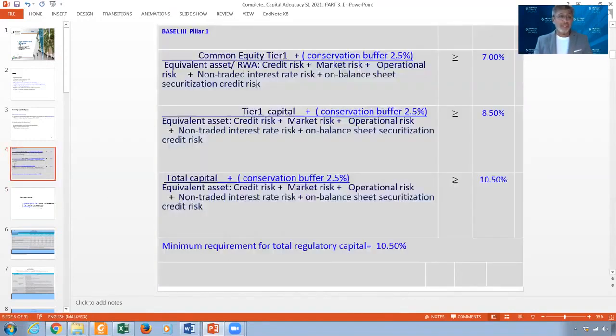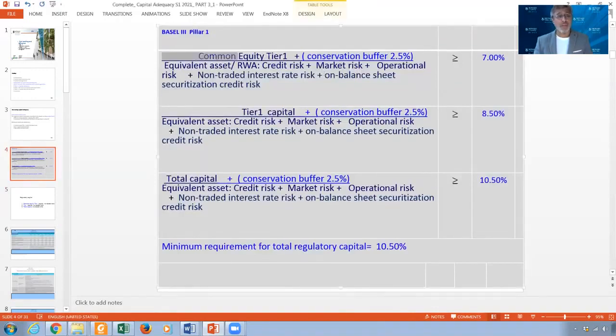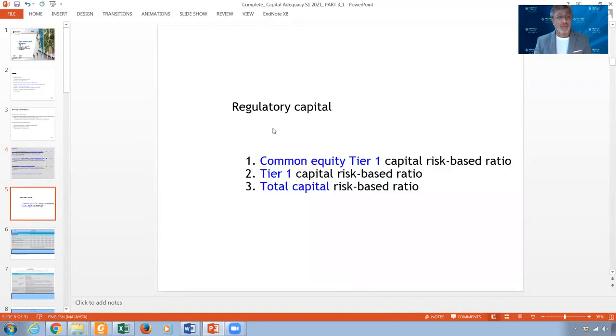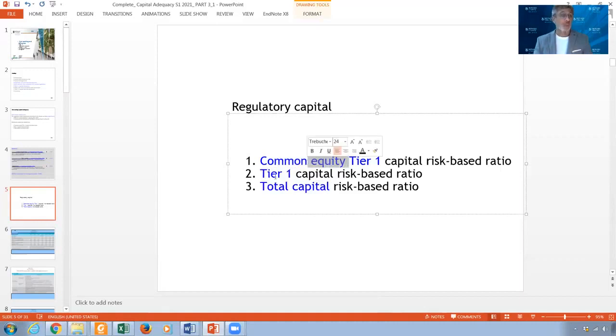As you can see, this is the whole formula we are going to work with. We need to work first with the numerator, and then work with the denominator one by one. Let's start with the numerator, which is the equity, the regulatory capital. As I told you, we have the common equity, tier 1, and the total capital. Remember, common equity tier 1 is part of tier 1, but not all of it; it's the most important capital in tier 1.